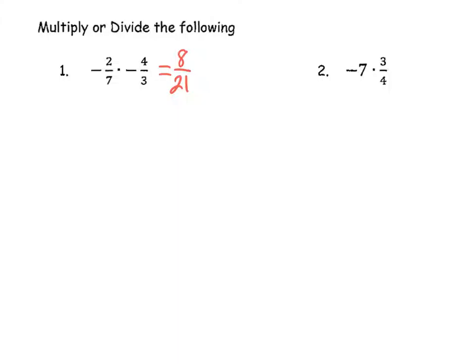Number 2. Ooh, how do I change negative 7 into a fraction so I can multiply straight across? Yeah. Put 1 under it. Exactly right. On top, I got negative 7 times 3. 21. Good. Oh, negative 21. I like that better. Denominators, 1 times 4. 4. Good.